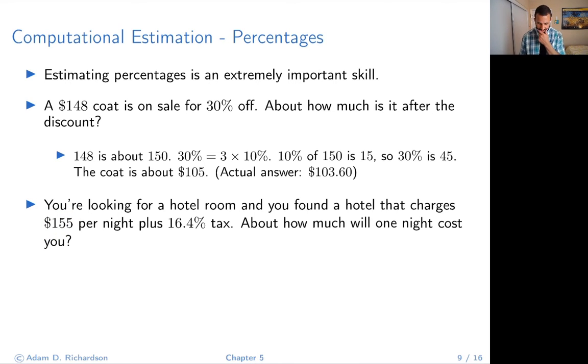So let's see. I would say this 155 is approximately 150, and 16.4 is approximately 16%.